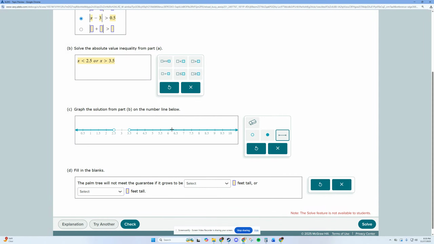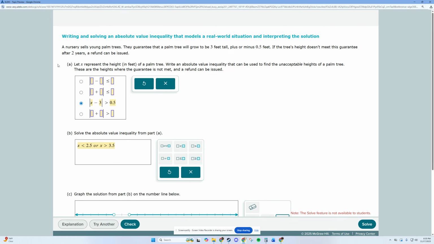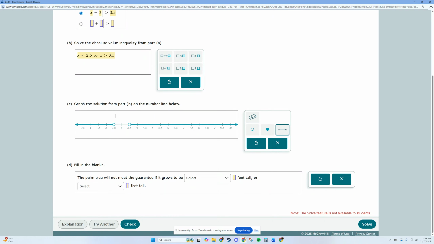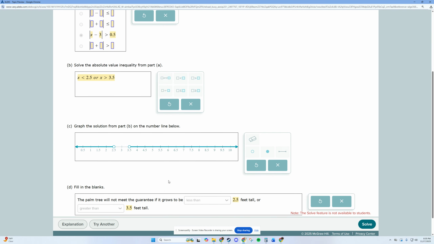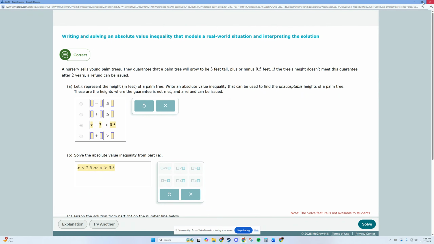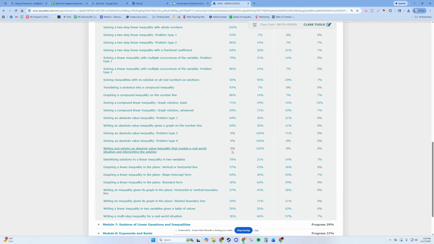Everything on this end is the stuff that the refund will happen. They're asking which ones will be refunded. The palm tree will not meet the guarantee. I love that it reminds you here: if it grows to be less than 2.5 feet or greater than 3.5. Okay, we check that. We get those, no feedback. We're rock stars. Let's see who are going to be the first couple people to get this. Ooh, only some. 71% of you in this class currently are ready for problem 3. And then you go 4, 5.